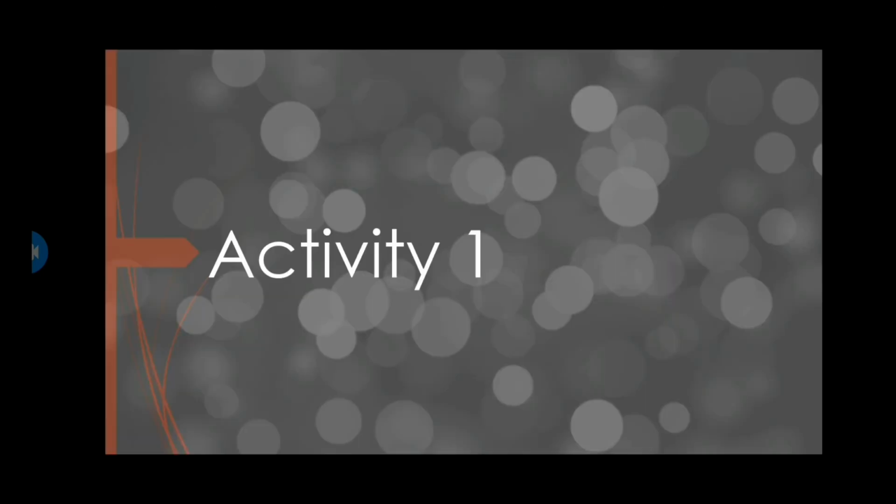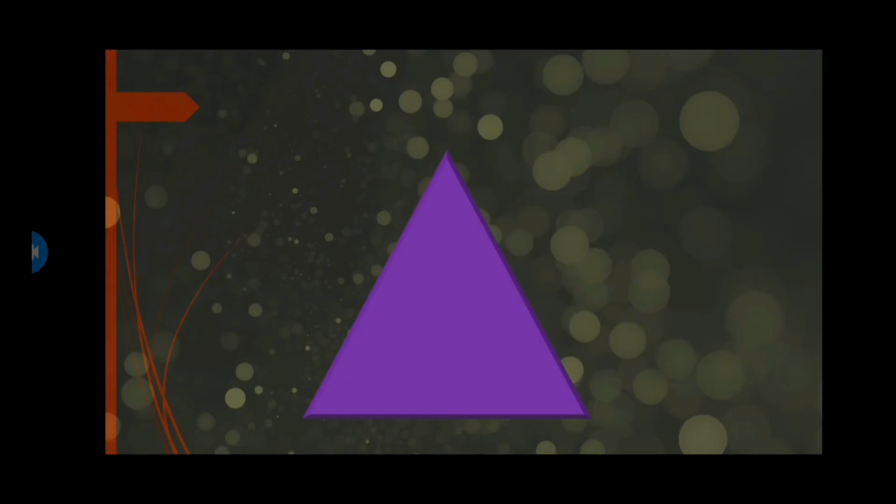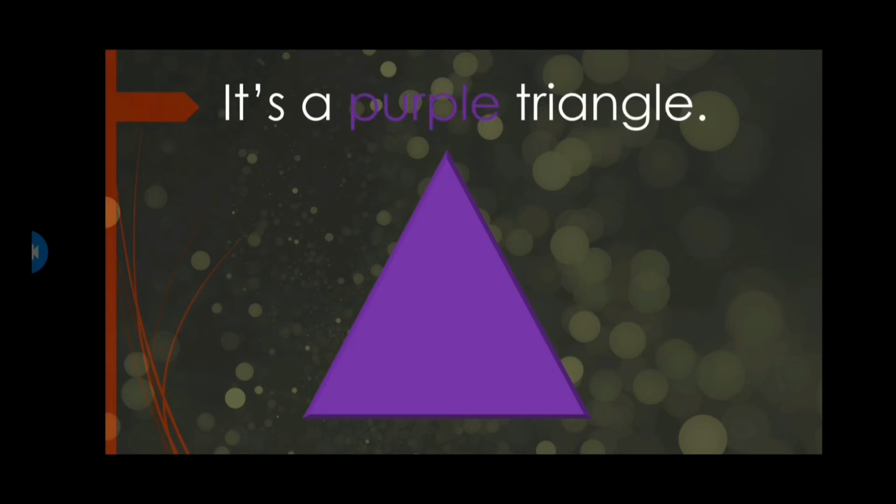Now let's go to activity one. Circle, isn't it? It's a red circle. What's the color? Red. Triangle. It's a purple triangle. What's the color of the triangle? Purple. Very good.